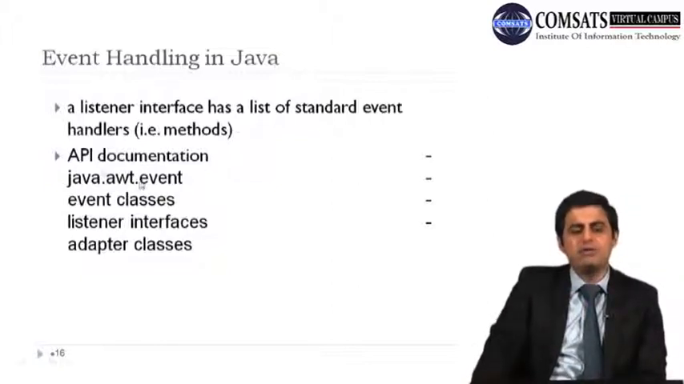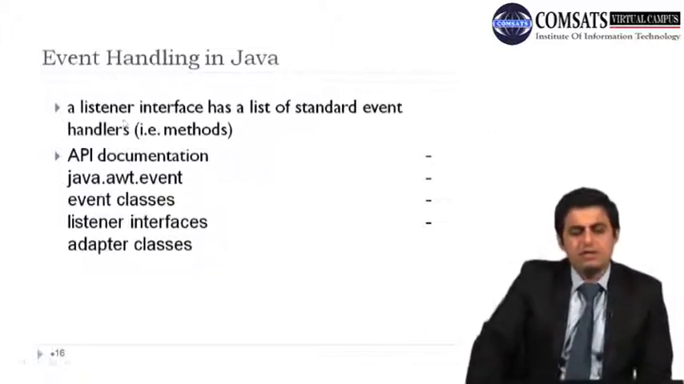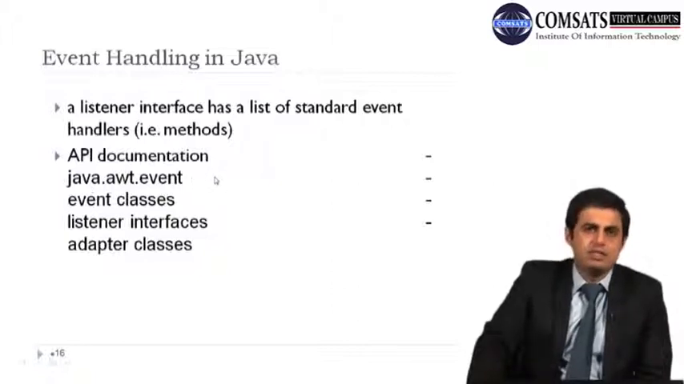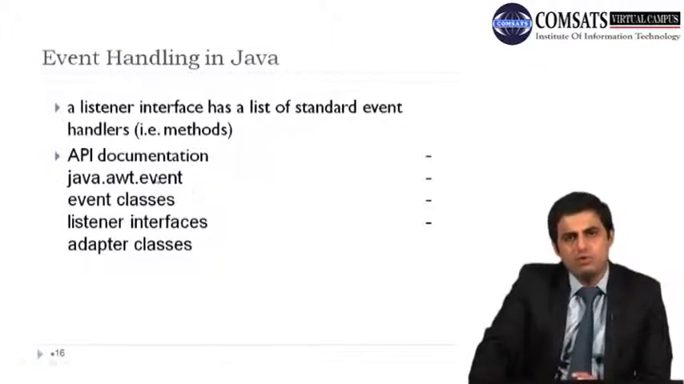Okay, and then API documentation is also given, in which you can find more material about java.awt.event, the event classes, listener interfaces, and adapter classes as well. In java.awt.event, you will find the detail about all the events which are handled by that specific framework. The events could be in any form, okay? I told you that if you are interacting with the mouse, it has 3 or 4 kinds of different events.